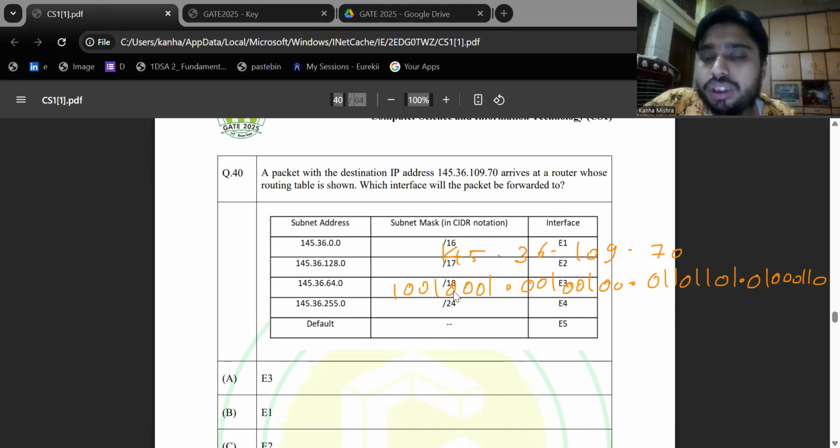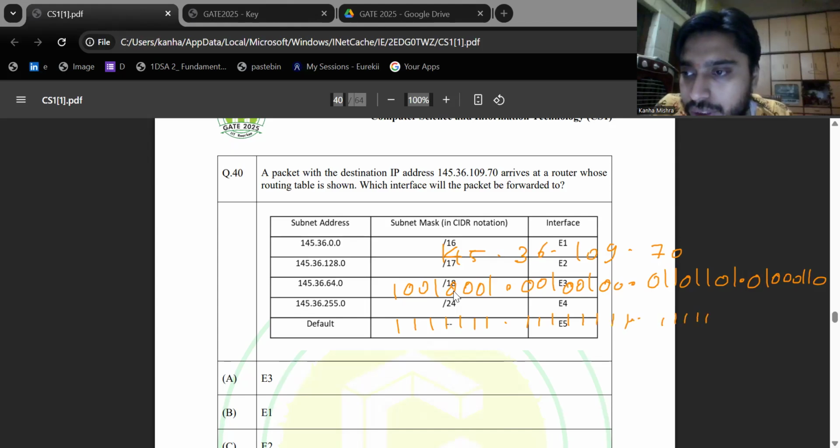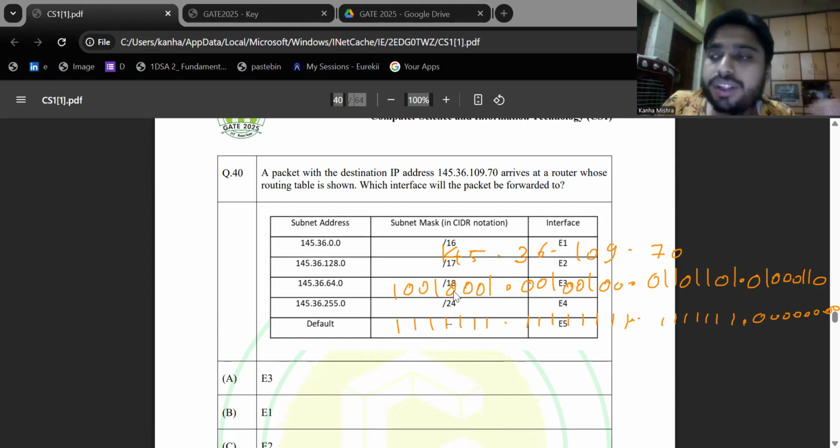Once that is done, now we have the /24 subnet. A /24 subnet means 11111111 dot 11111111 dot 11111111 dot 00000000. It means the first 24 bits are for the network and the remaining bits are for the host. We will operate a bitwise AND over this.